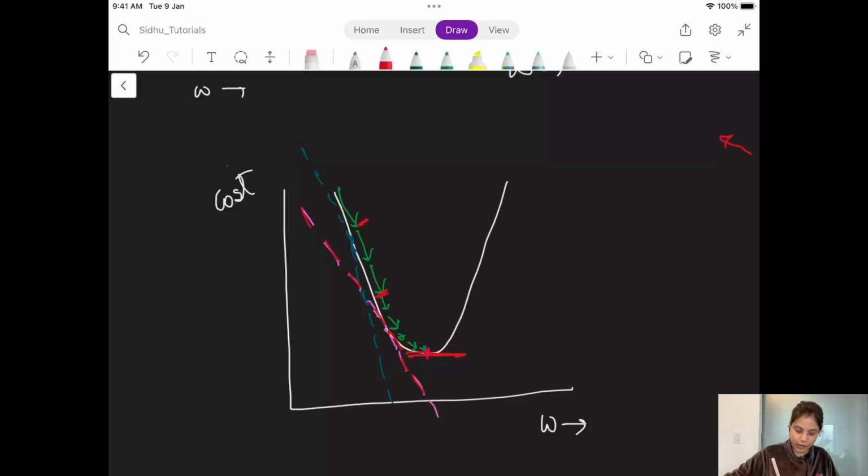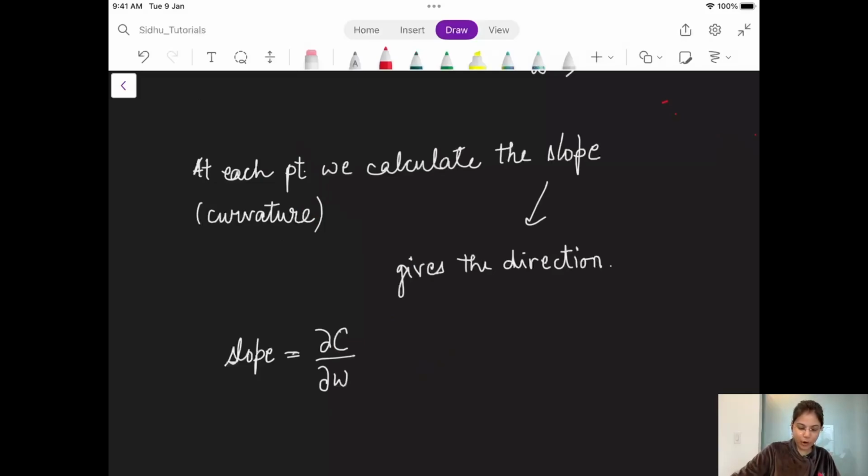So once it reaches this point, it will start taking smaller steps in this direction and keeps on moving by taking smaller steps till this point where it converges. That means where the value of the slope is 0, or the tangent line, you can see, is flatter. So at each point we calculate the slope of the curvature. That means for each value of w and b, we calculate the slope, which gives the direction.